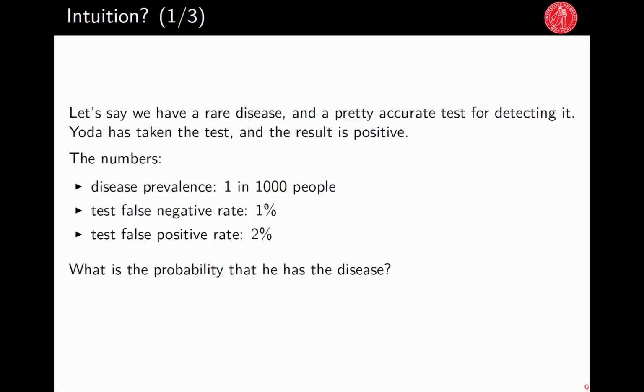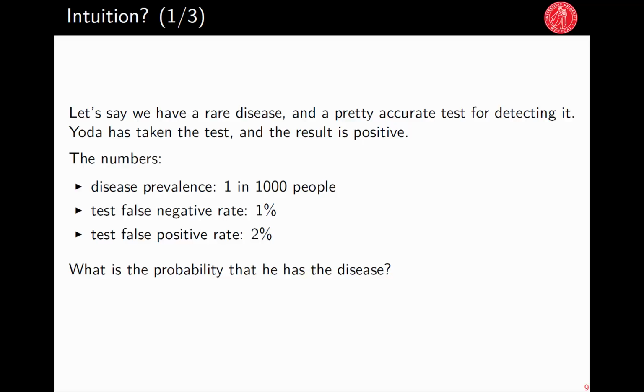So what does it mean for a medical test to give a false negative? Intuitions? The test is false. And the false positive is the inverse. So the test says you're sick, but actually you're not. And that's, I think, a very common situation, that you have pretty accurate tests, but they're not perfect.